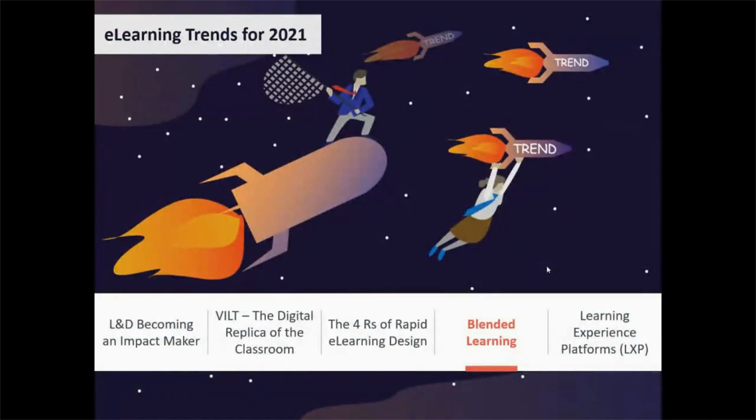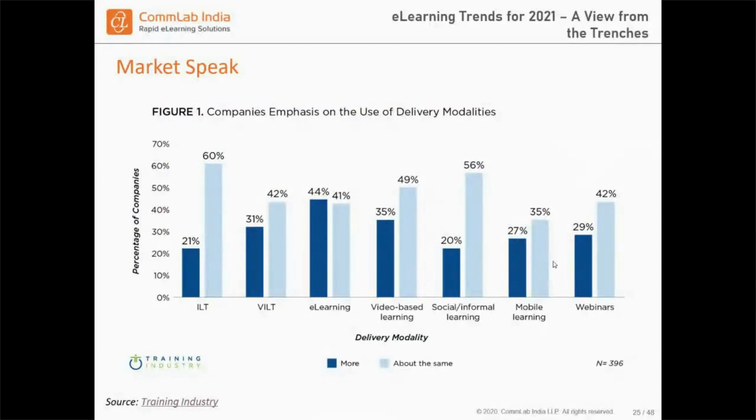So, let me go into blended learning in a little more detail. Before that, I'd like to take you through this interesting graph shared by the training industry on the emphasis: what delivery modalities were companies emphasizing? While ILT was still at 60%, if you look at the legends down below, 60% is about the same, and the percentage of companies which were planning to invest more this year is 21%. The most popular modalities are ILT, VILT, e-learning, and video-based learning, and of course now increasingly social and informal learning. What is interesting is the e-learning component.